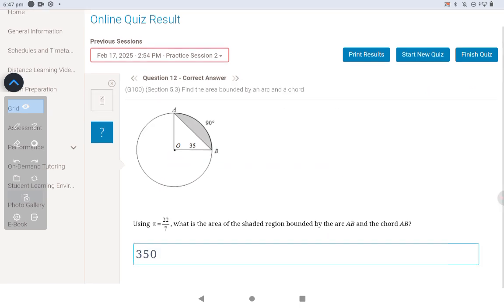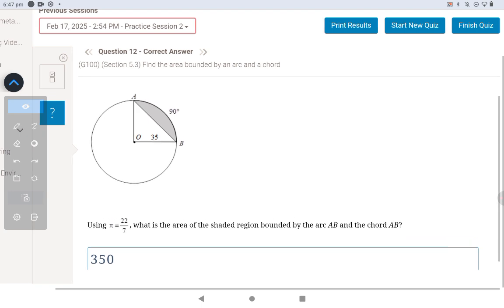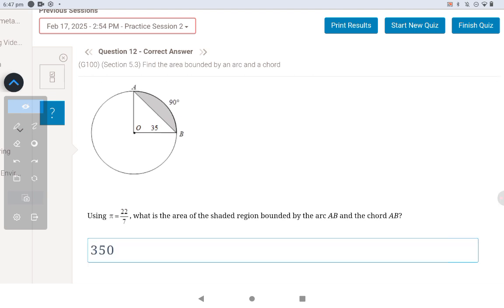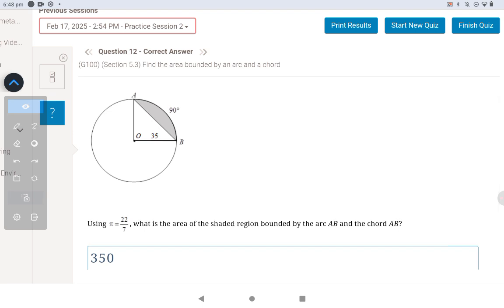Okay, now in the diagram below, OA and OB are two perpendicular radii of length 35. Using pi as 22 over 7, what is the area of the shaded region bounded by the arc AB and the chord AB? Look, when they give you a value of pi, do not use pi on your calculator. It's going to give you a different answer. Do not use it. So what do they want? They want the area of the shaded region bounded by the arc AB and the chord AB.